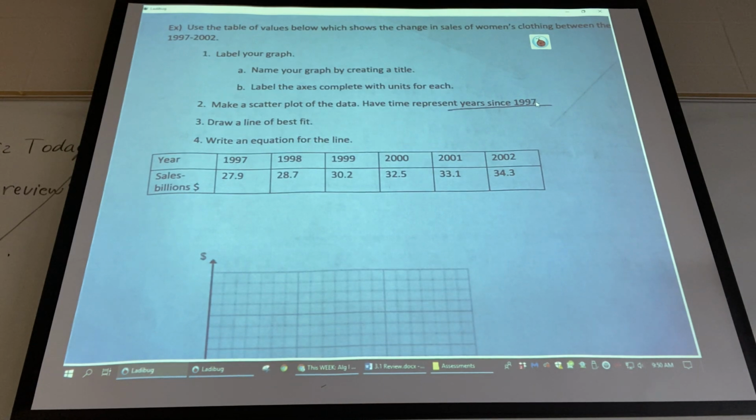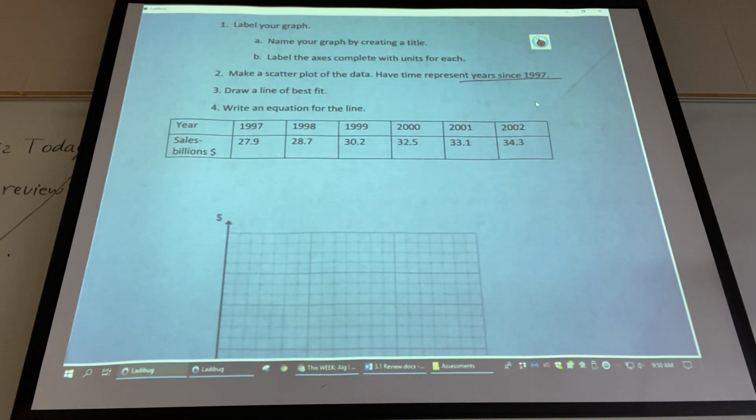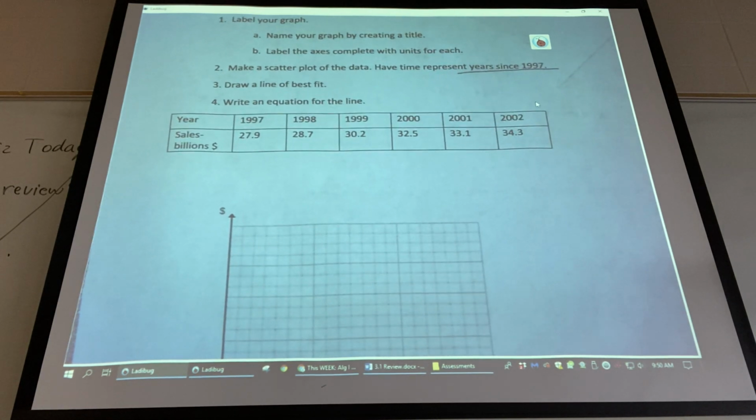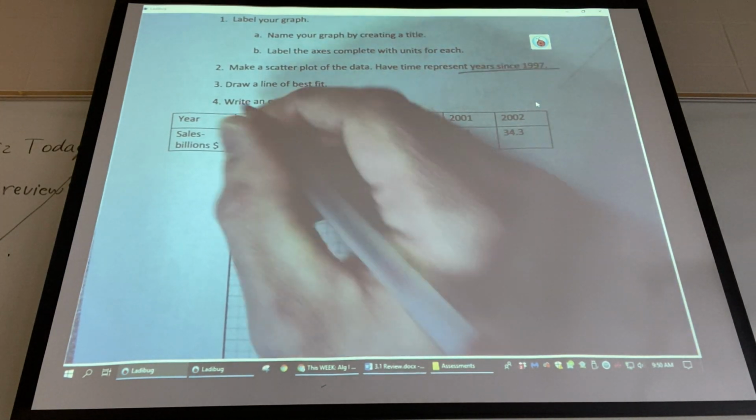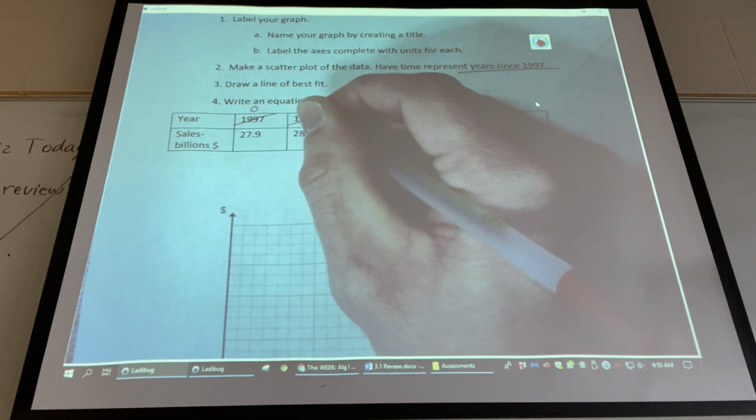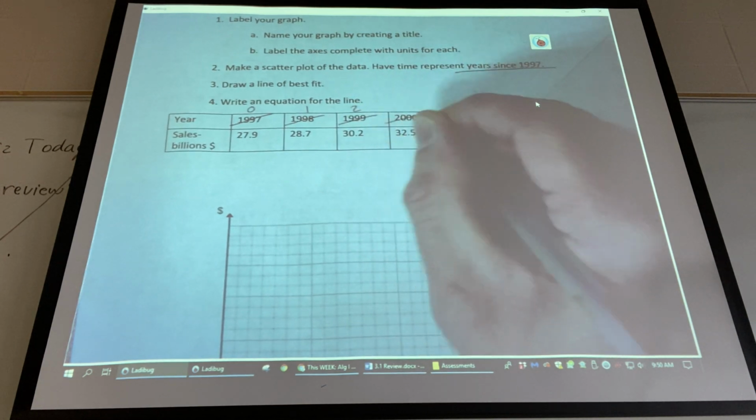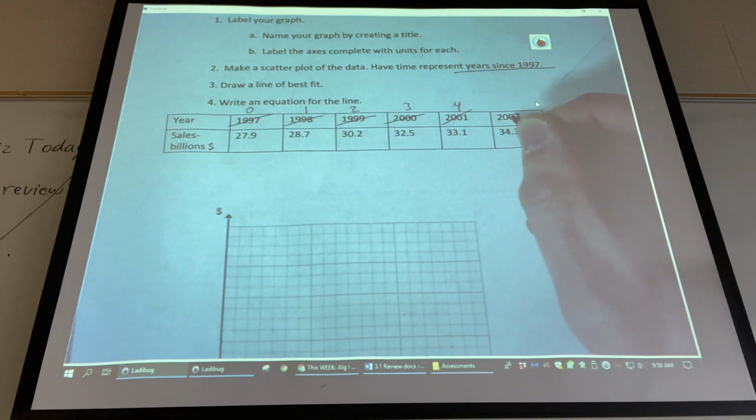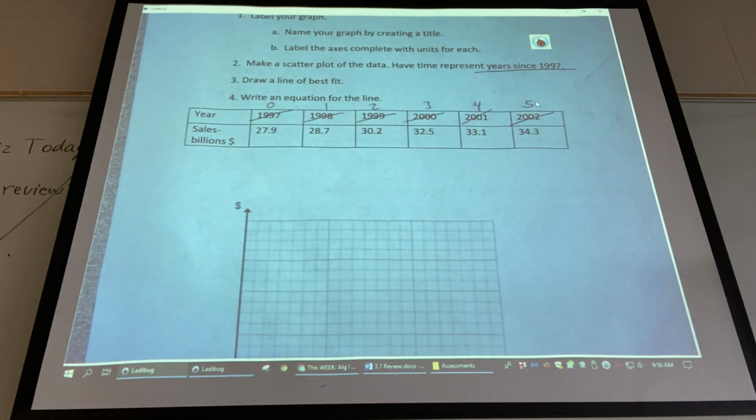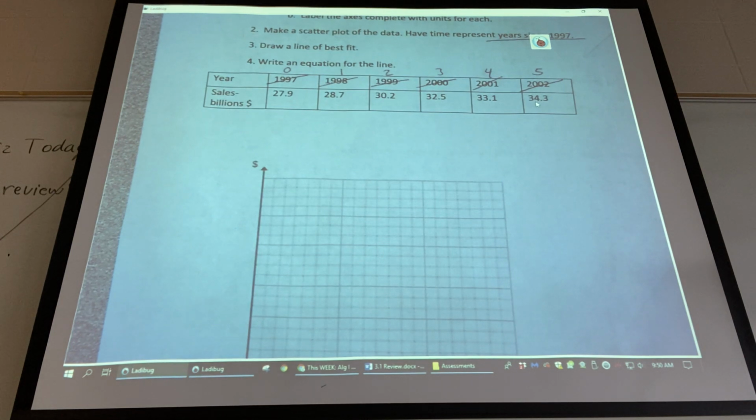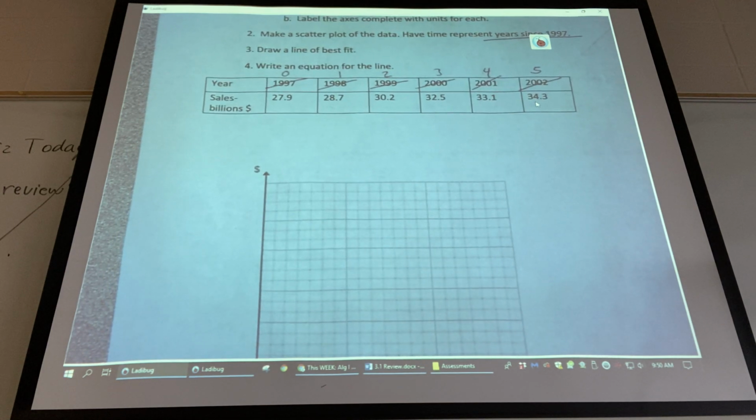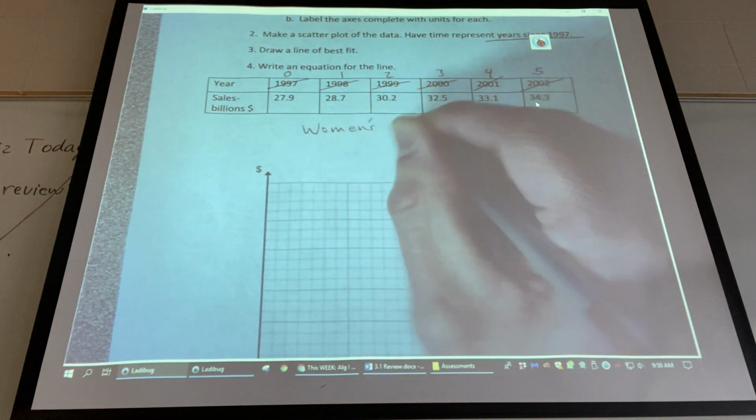So first things first, notice we've got years and we've got sales in billions of dollars. Is everybody with me? Yep. But for our data, we're going to replace 1997 with what? Zero, because we're doing years since 1997. Does that kind of simplify things a little bit? I think so. Now, before we graph this, they want us to name the graph. Well, what's this graph going to be talking about? Sales of women's clothes. Yeah, women's clothing sales.